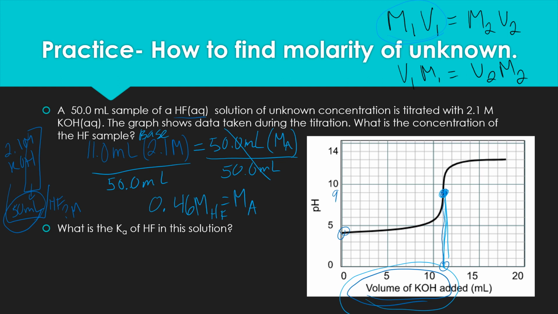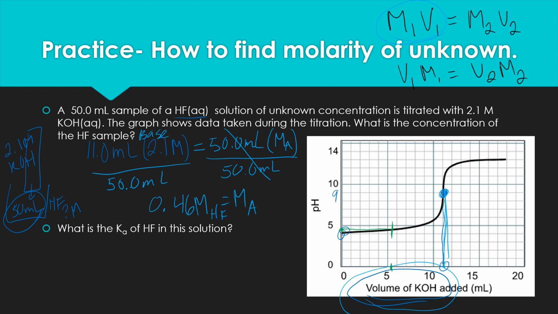Now, the other thing we want to find is the Ka. And again, this uses half of the equivalence point. Our equivalence point was at 11. Half of that is 5.5. So we want to find 5.5 on our graph here, follow it up, so that would be here. Then I want to find the pH at that point and estimate it the best that we can.